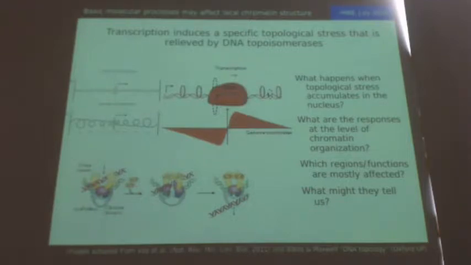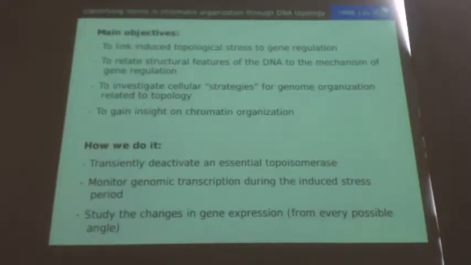So the idea is then to see what happens if one does not have a topoisomerase in the cell. What happens? And what can this tell us? So our main objective was to link induced topological stress to gene regulation, to answer exactly these sort of questions, to relate the structural features of the DNA to the way the regulation of genes is being organized, and most importantly to investigate if there are different cellular strategies for genome organization. And I'm going to come back to this in the following.